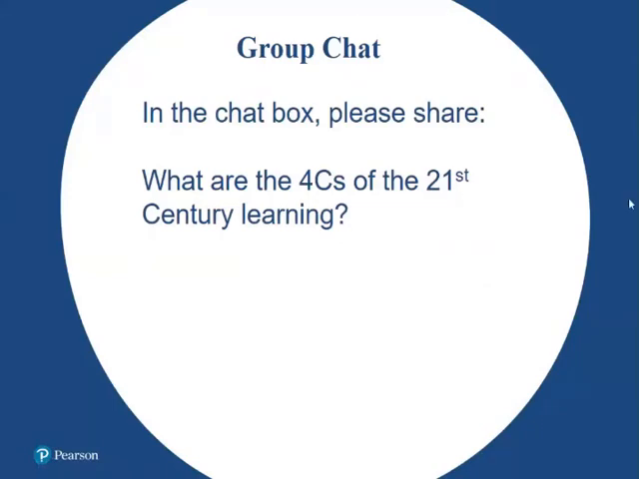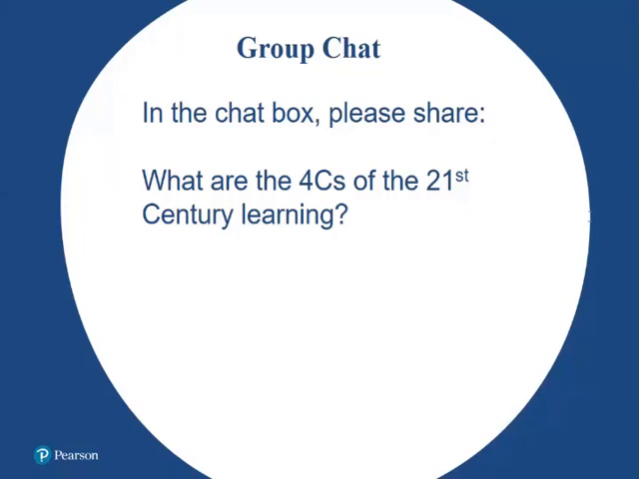And I'm going to open up that chat pod so I can see. It's always the thing with the WebEx. Don't worry if you don't type too quickly. I will give you a chance to type in some answers. So there are 4 C's in 21st century learning, and those 4 C's are 4 words that begin with C. Can anyone recall what those are, or does anyone want to guess?